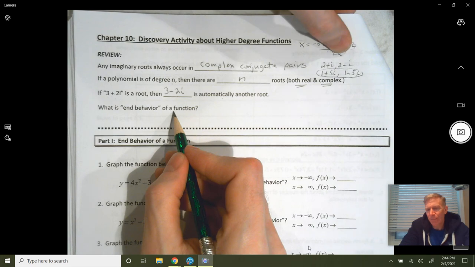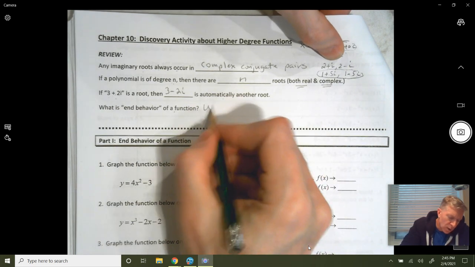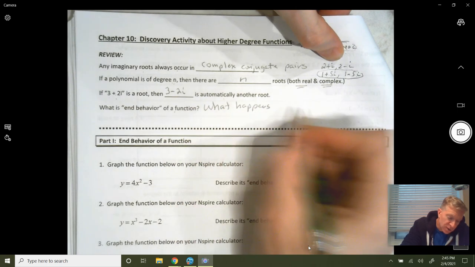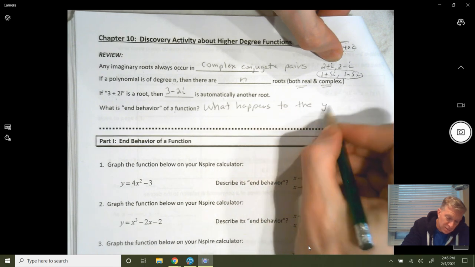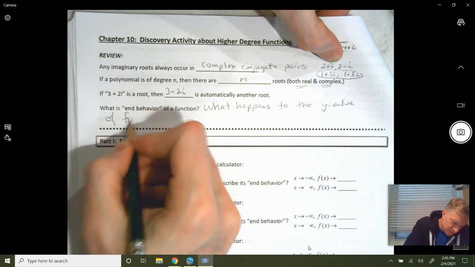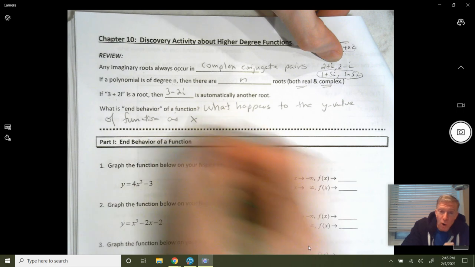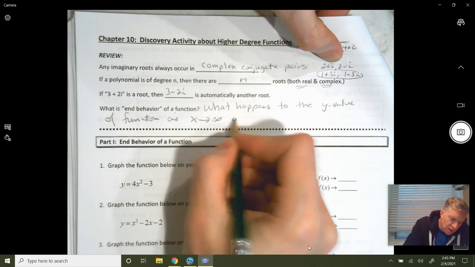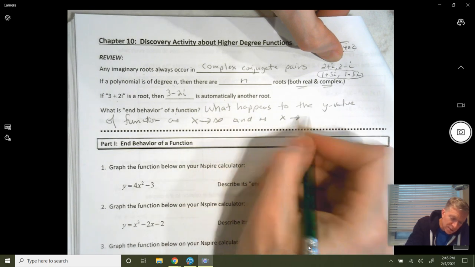Well, it's really what's happening to your functions at the ends. It is what happens to your function, I mean the y value of the function, which is the value of the function, as x goes all the way to the right, so we say to the right means towards infinity, and as x goes all the way to the left, which is negative infinity.